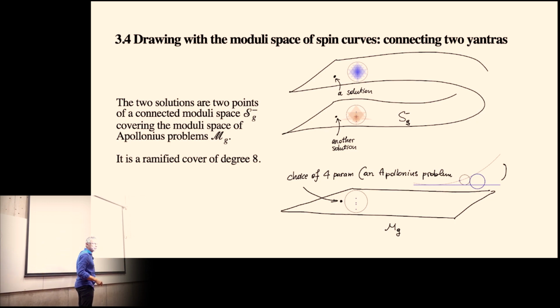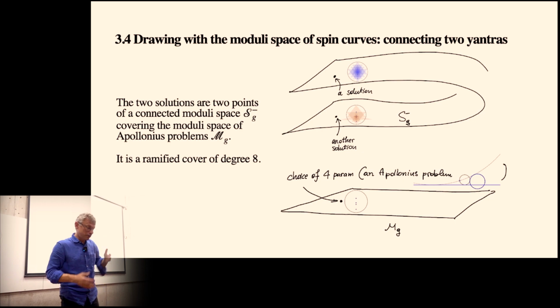And solving the Apollonius problems means picking up a point in a cover of the moduli space of curves, which is a multiple sheeted cover, a finite cover, ramified somewhere. It is ramified precisely at those points that you know. For instance, you all know that there is only one single circle that passes through three points. These are degenerate circles, and of course there is a unique point going through them. So that's one of those ramification points that you see here. Nevertheless, this moduli space is connected.